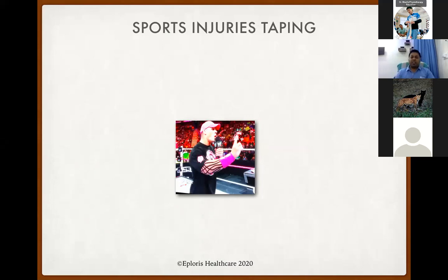Now coming to the indications, almost all types of musculoskeletal injury you can use it, and musculoskeletal pain you can use it. Then in neurological conditions, in order to facilitate the muscles, and to prevent or correct deformity, we use the taping. Also, for the lymphatic drainage system, we apply the tape.